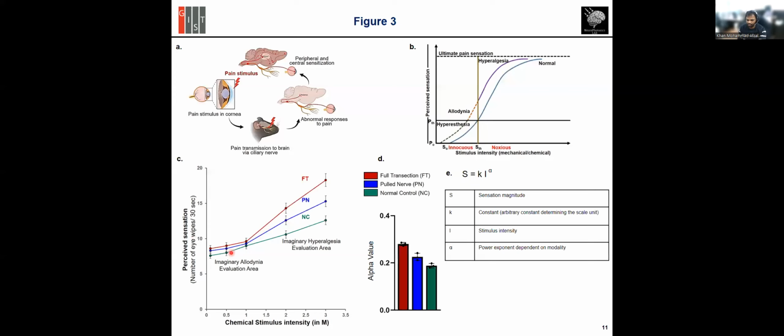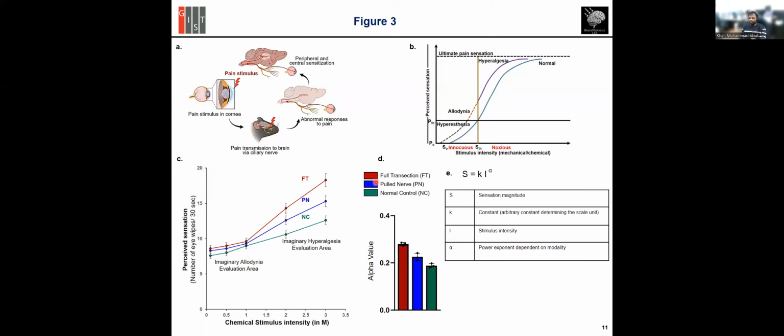And what I found, when we assess the imaginary allodynia area and the hyperalgesia value, up to the value of 1.5 there are not very significant changes, but when I increase the concentration, it becomes significant, showing a significant value between the three models: full transection, full nerve, and normal control model. So I plotted this as the hyperalgesia value and plotted this area as the allodynia value.